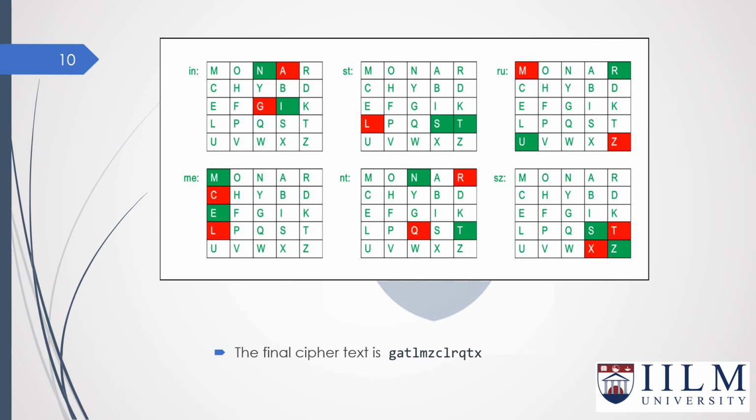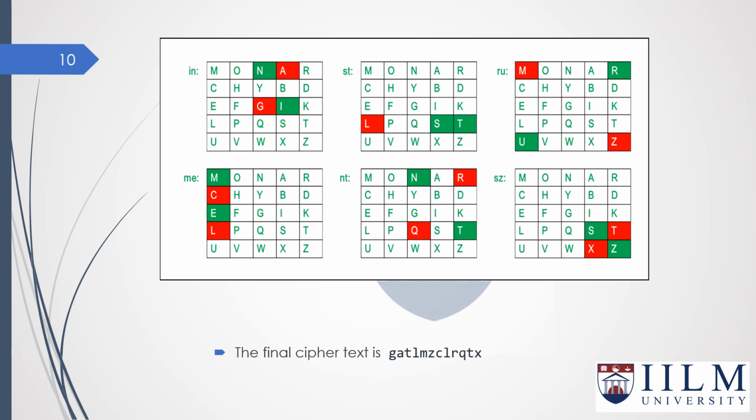So let's have a review. We took the plain text instruments and we got the keyword monarchy. So we get the pairing of the letters as IN, ST, RU, ME, NT, and S is single. So we just append it with Z. So we are getting SZ. For IN, I is here, N is here. So we are getting the conjunction letters GA.